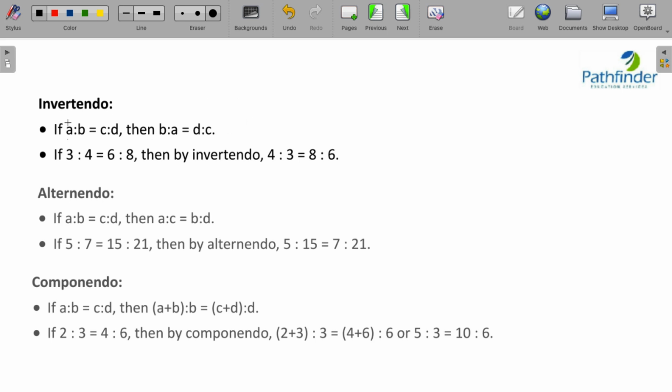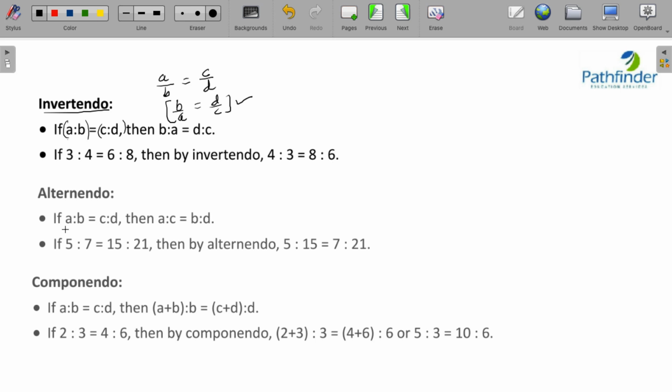तो इसका क्या मतलब होता है? A upon B is equal to C upon D. Invertendo मतलब इसका उल्टा. Invertendo means just the reciprocal. So here if we have A by B, we are going to do B by A. And if we have C by D here, we will be doing D by C. This operation is known as invertendo.